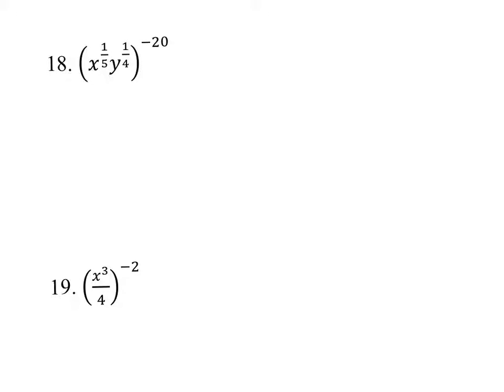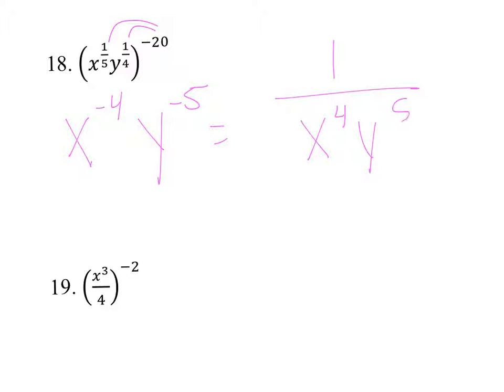18. So I'm going to do my power to a power. Power to a power, I'm multiplying. This becomes a negative 4. This becomes a negative 5. Power to a power, 1/5 times negative 20, 1/4 times negative 20. Again, I don't want negative exponents, so I have to move both of these to the bottom. You have to write this one up here. Otherwise, it doesn't look like a fraction. It just looks like a line right there.